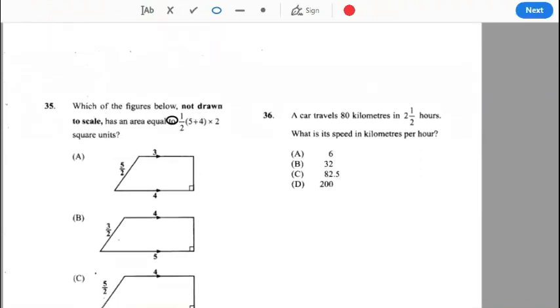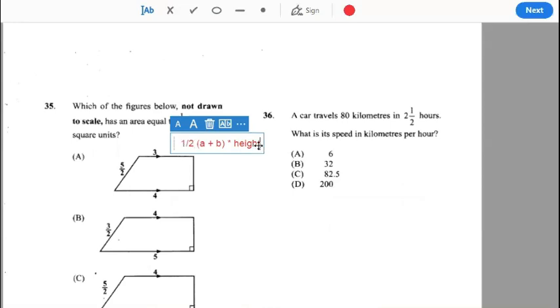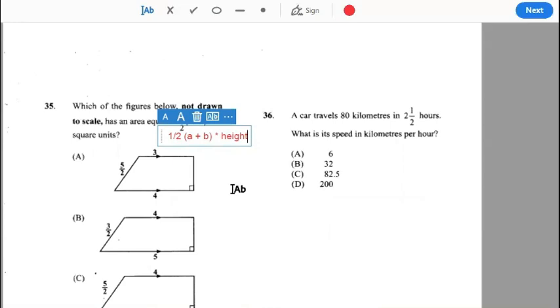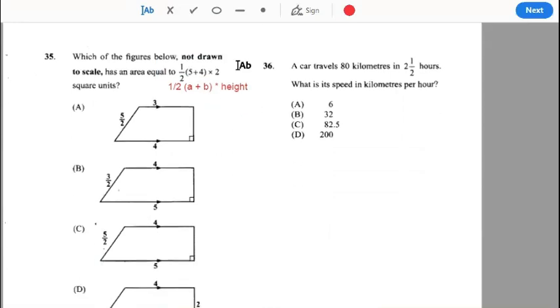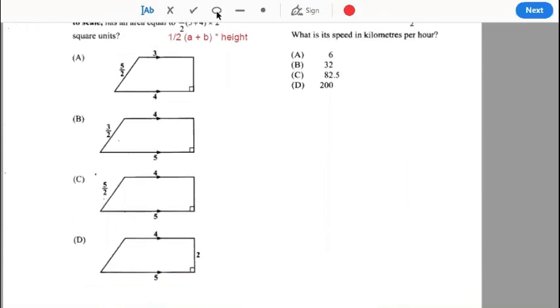Which of the figures represents this equation of half of 5 plus 4, times 2? 5 and 4 are the parallel sides of the figure, and 2 is the height. So the formula is usually written as half of A plus B, times height. So the height should be 2. The only figure here that represents a height of 2 is D, and that is how we know our answer is D.